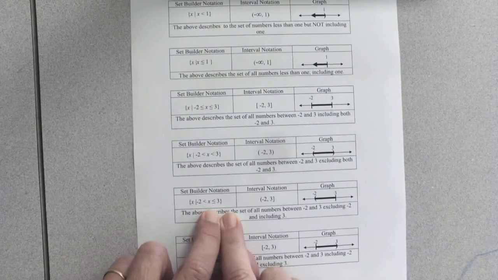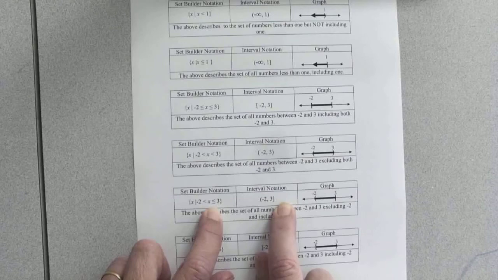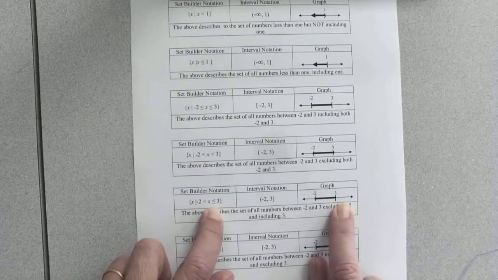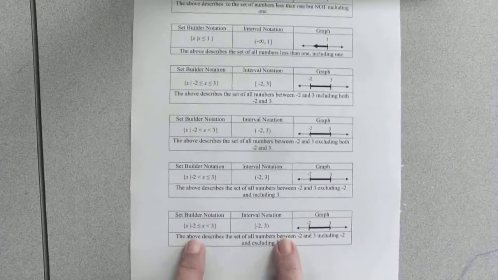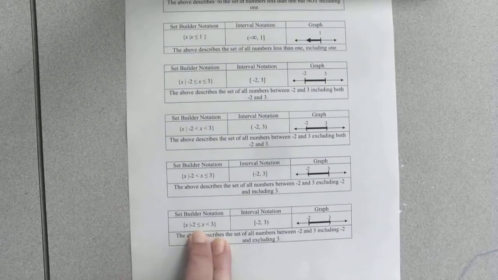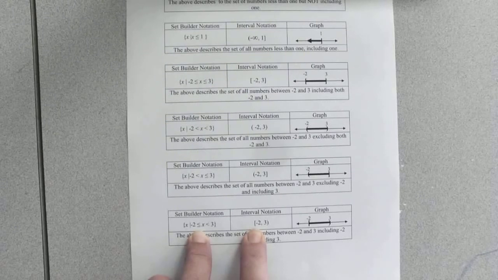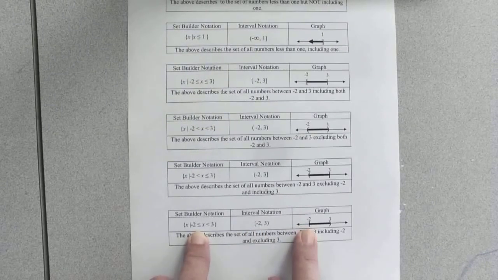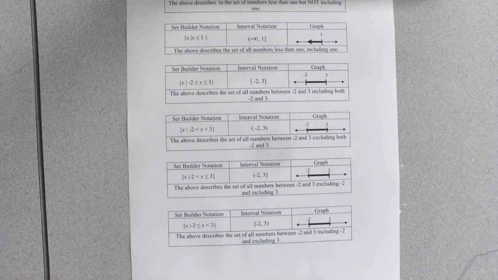Now we're going to put an or equal to on there with the 3. Then the only difference is a square bracket on the 3 and a square bracket on the graph. And then this time, I'm going to put the or equal to with the -2. So the only difference in the interval notation now, a square bracket on the -2 and a square bracket on the graph. And it's interval notation how we're going to be expressing most of our answers.